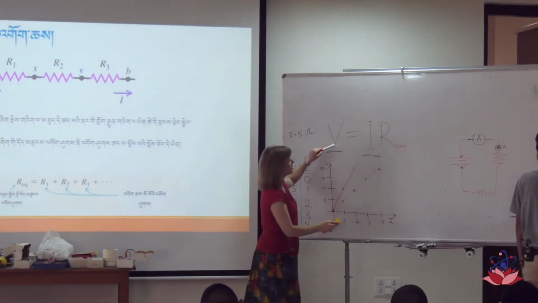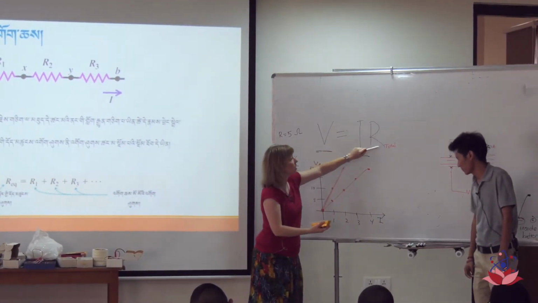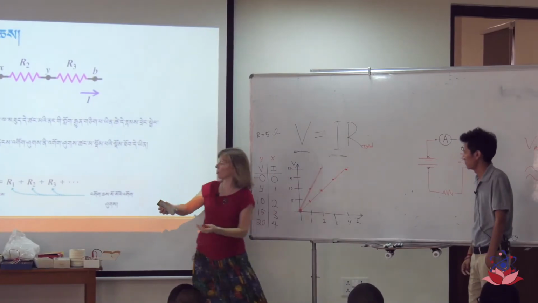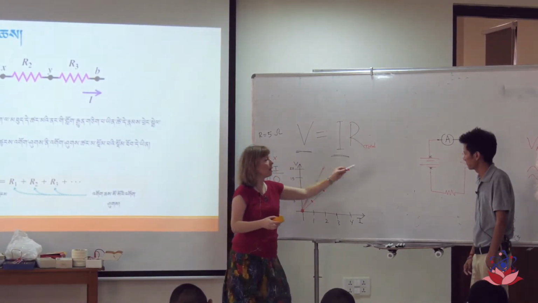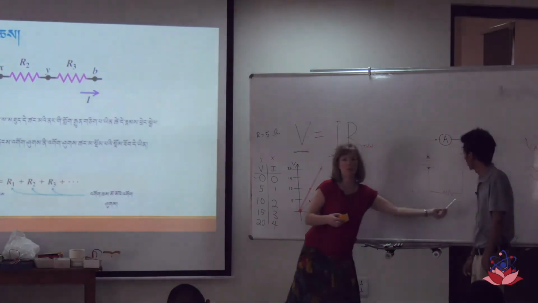So the total voltage of the battery, if you use the total resistance of the circuit, this value, you would get the amount of current leaving.